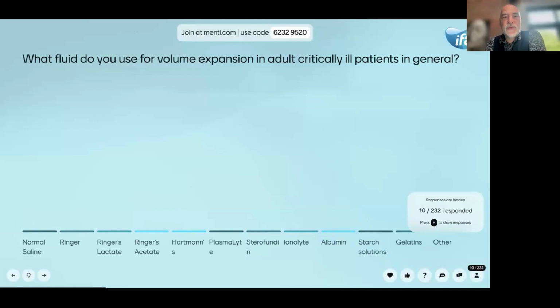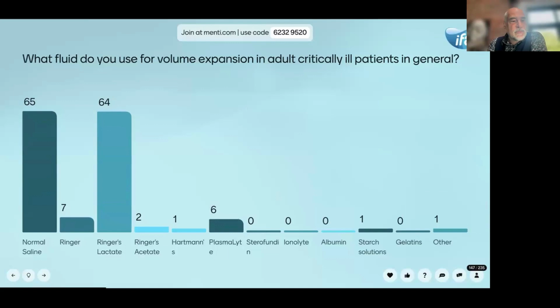So what fluid do you use for volume expansion in adult critically ill patients in general? Patients in the ICU, we have about 88 votes. I'm going to show the results. Okay, so this is what I would have expected. Quite a lot of normal saline. We will discuss whether it's normal or abnormal. Ringer is interesting because it actually has a very high chloride content, and Ringer's lactate is a balanced solution. Okay, a little bit of colloids.